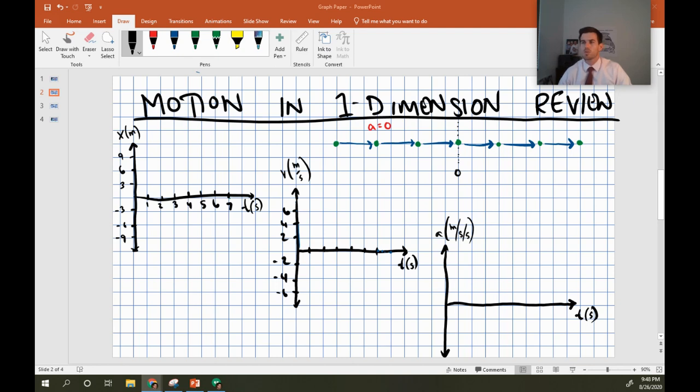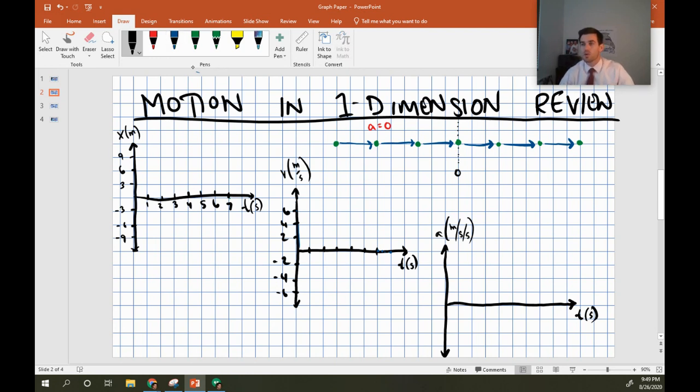So let's talk about motion graphs, and let's make that connection again between motion diagrams and motion graphs more explicit. I have an object here that's moving to the right at a constant velocity. We know again that it's a constant velocity because every second shown, it moves 3 units. So it has a velocity of 3 meters per second, and that means that the acceleration must be zero because change in velocity is acceleration, and we have no change in velocity.